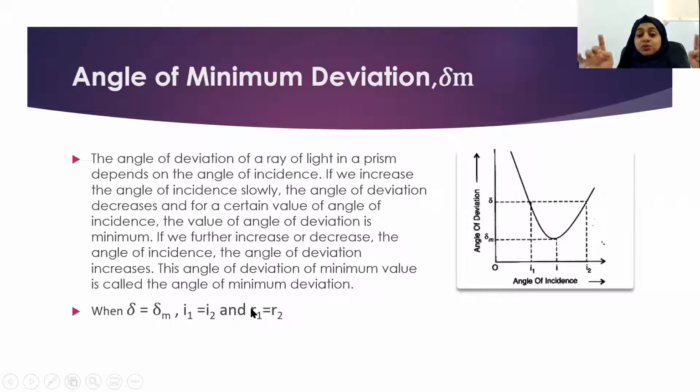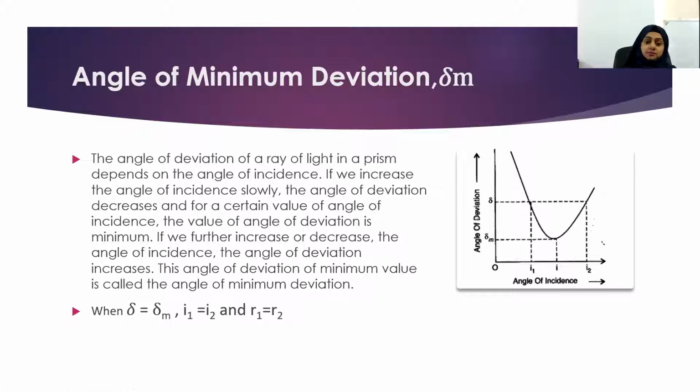Similarly, the two refracting angles will be the same. This happens only at the angle of minimum deviation. They may be different at other values of the deviation. Is that clear, what is the angle of minimum deviation?